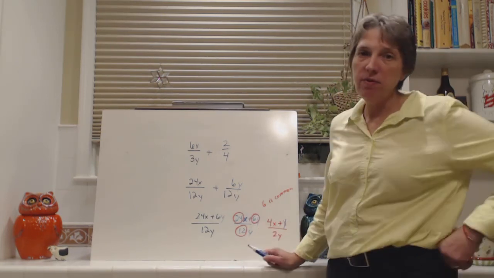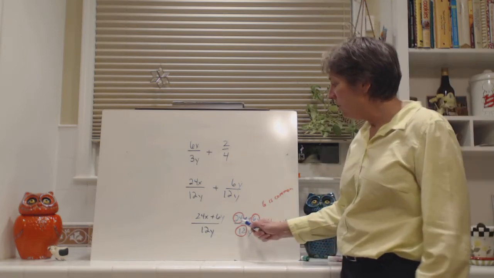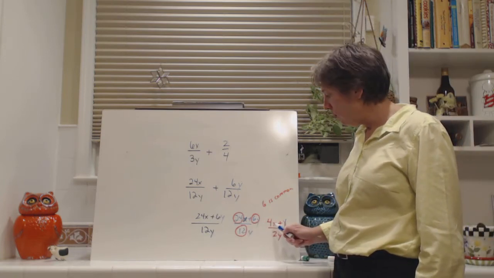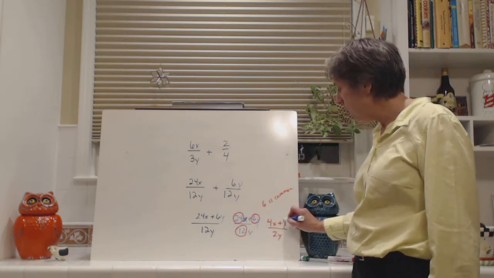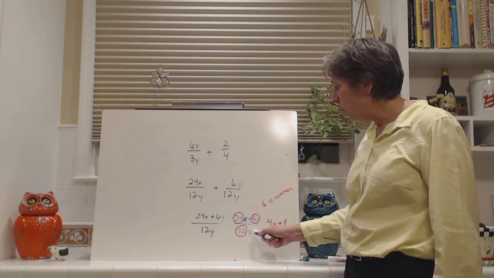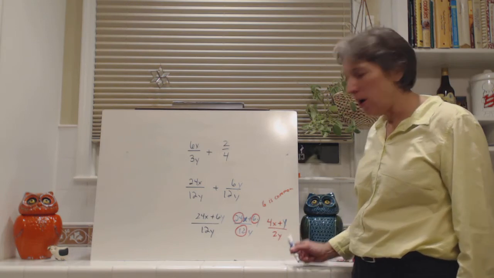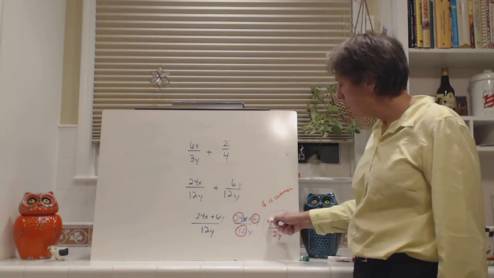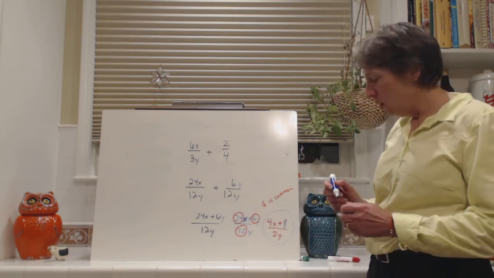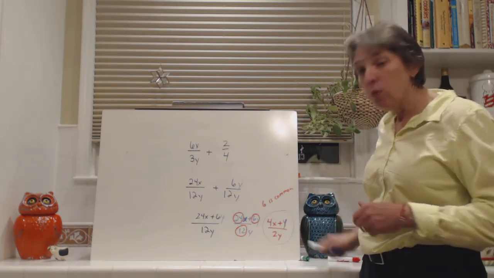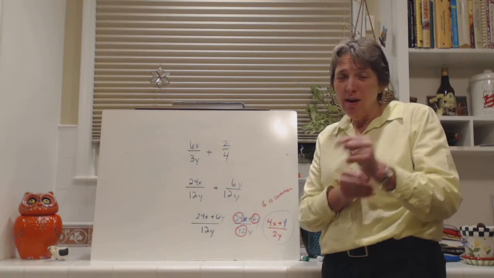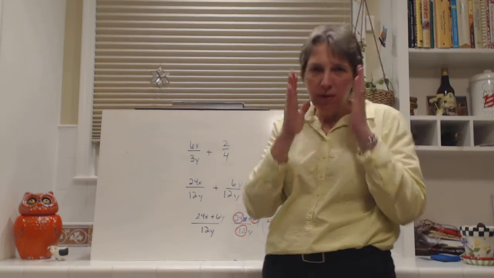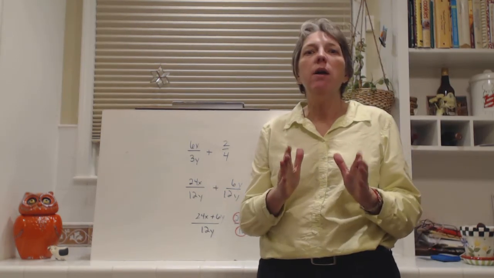So I can simplify that fraction because I can divide 24 by 6 and get 4x. 6y divided by 6 is y, 1y, that's a y. And 12y divided by 6 is 2y. So the final answer is 4x plus y over 2y. Got it? All right. It's a little confusing, but if you just stop and think about it, you'll do great.